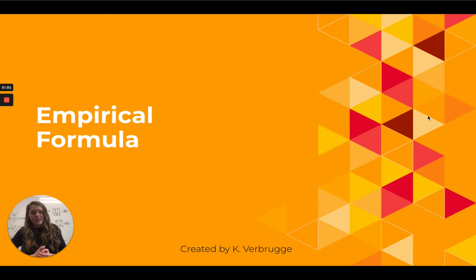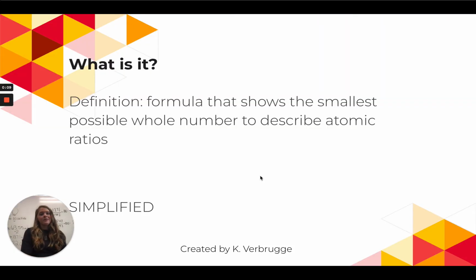Alrighty, today's video is going to be going over empirical formulas. So what is an empirical formula? An empirical formula is a formula that shows the smallest possible whole number to describe atomic ratios. This is the simplified version of a formula.